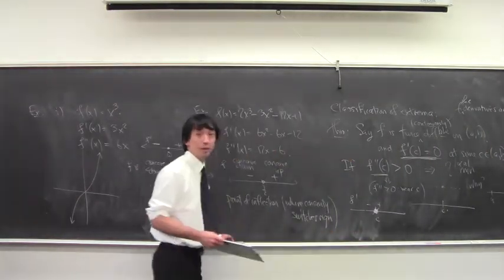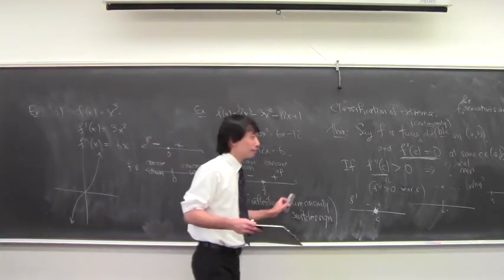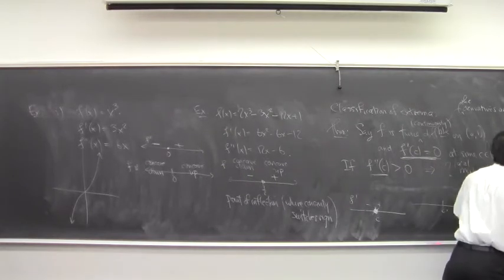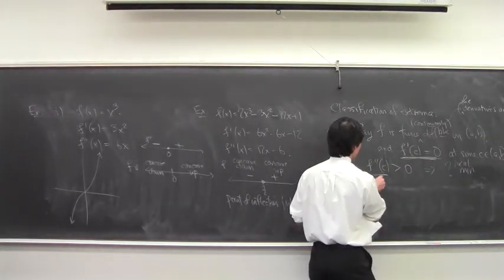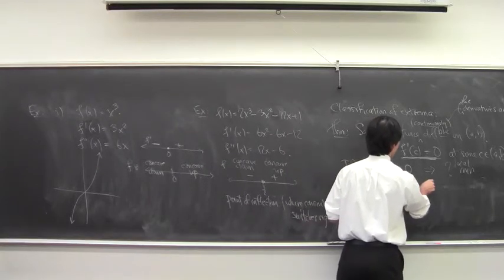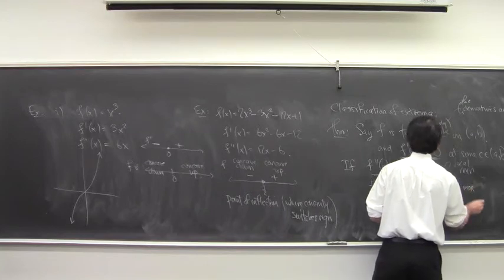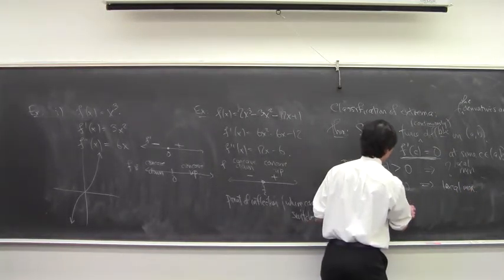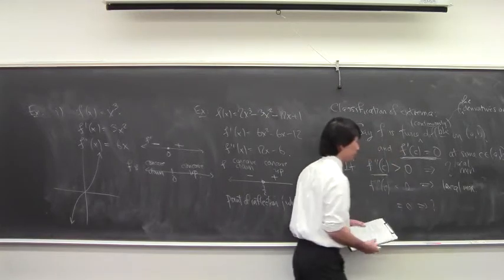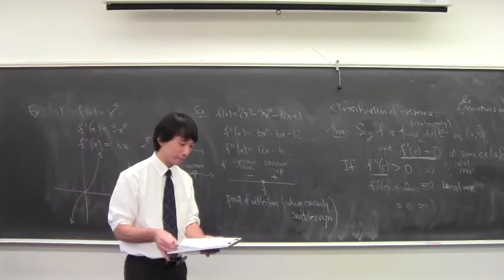Okay. Other questions? Okay. So of course you have this other thing. If the second derivative is negative, then it's a local max, with exactly analogous arguments. And if it's equal to 0, then you don't know anything. So that doesn't tell you anything.